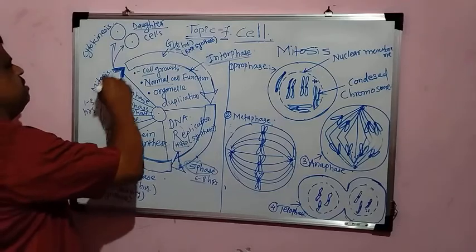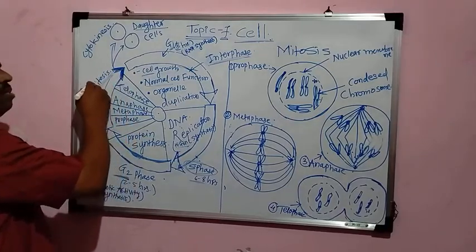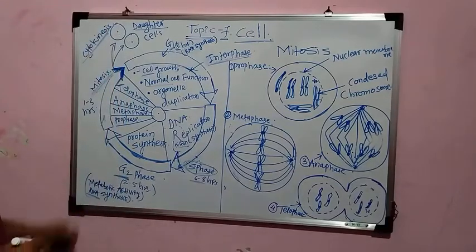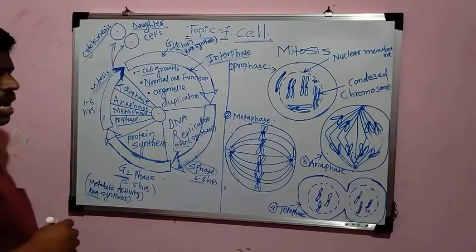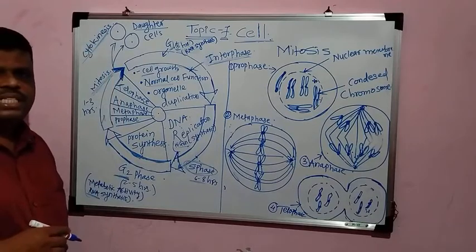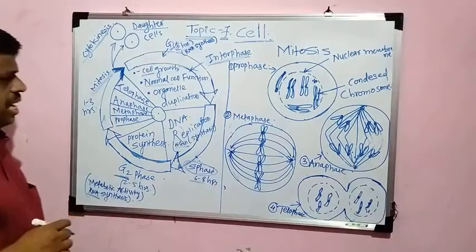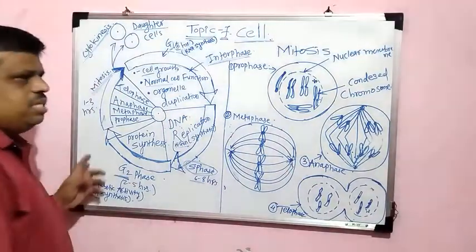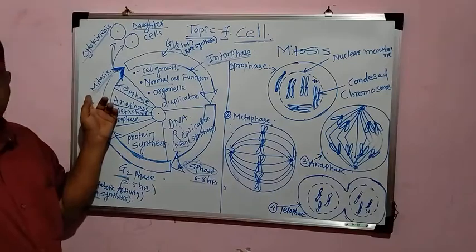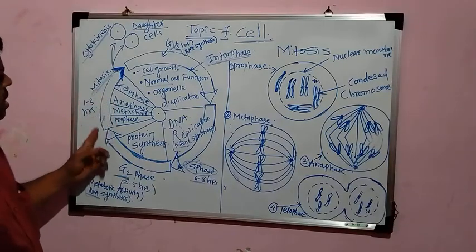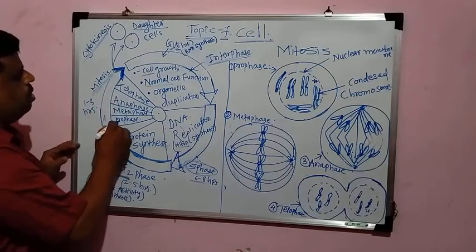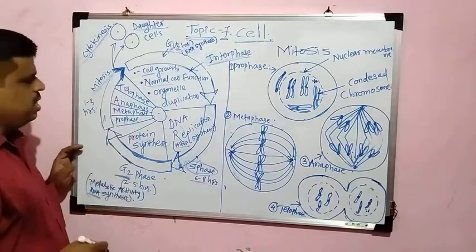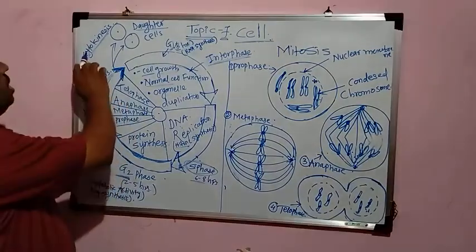This mitotic cell division is again divided into two sub stages. First one is karyokinesis and the second one is cytokinesis. The word karyokinesis itself indicates its meaning. Karyokinesis means a division of chromosome. Karyon means nucleus, and kinesis means division. Karyokinesis includes four different stages, that is prophase, metaphase, anaphase, and telophase, followed by cytokinesis.